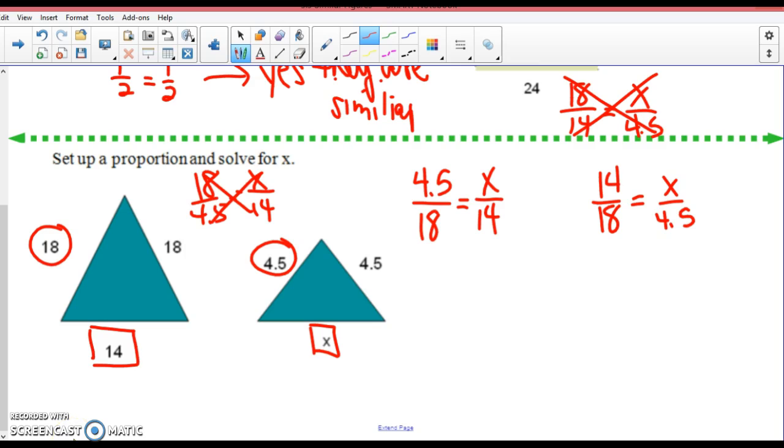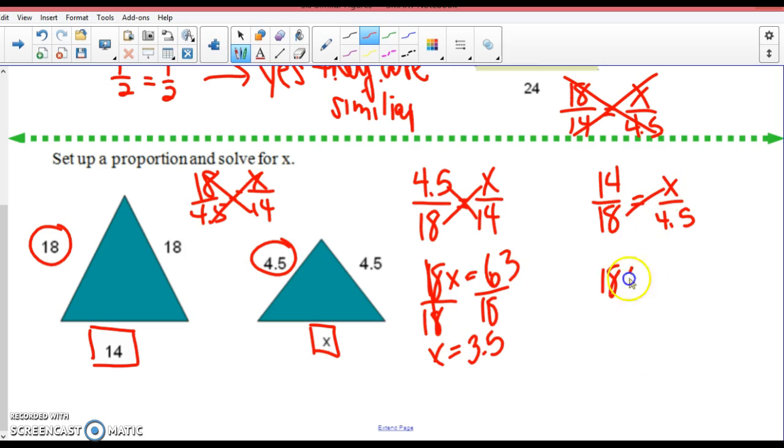Now, let's solve these proportions. X times 18 is 18x. 4.5 times 14 is 63. Divide both sides by 18. X is 3.5. Now, this looks different. But look what's going to happen. 18 times x is 18x equals 14 times 4.5 is 63. You get the same thing. As long as both sides match, you have it set up correctly.